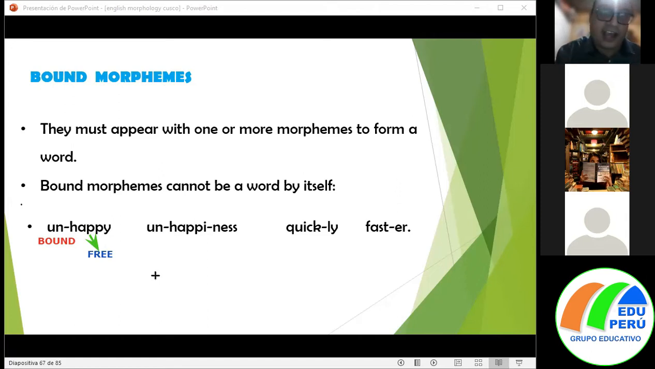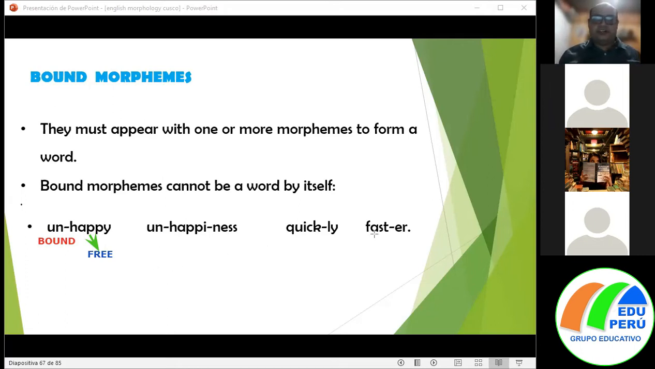That's why when you say unhappy, it means that you are not happy. It's similar to saying sad, no? Unhappy, sad. It's a synonym, right? But you're using a bound morpheme. Notice this word is composed of two morphemes. One is bound and the other is free.